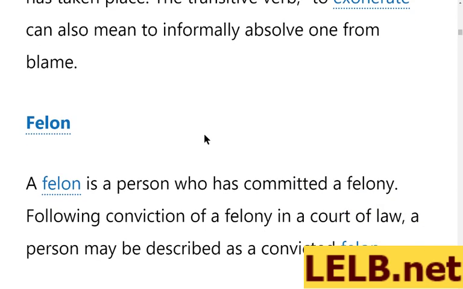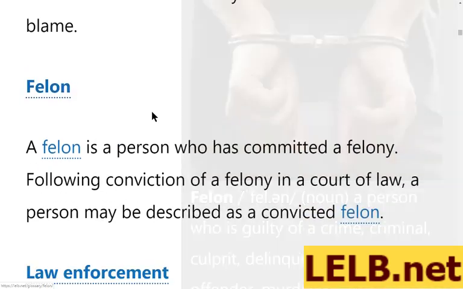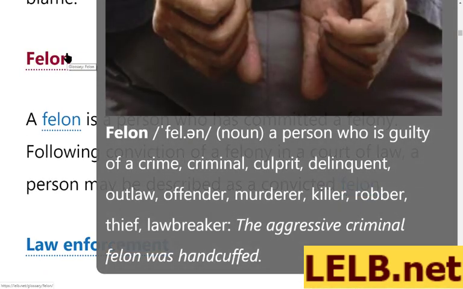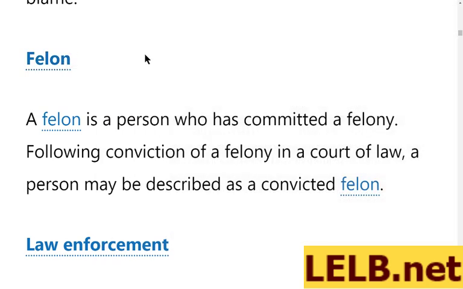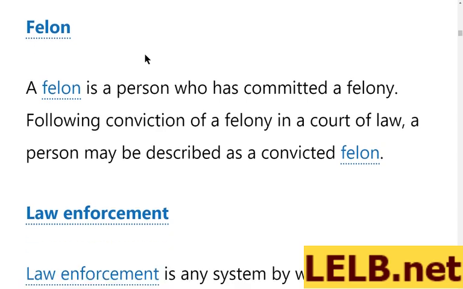The next word is felon. Felon means a person who is guilty of a crime, criminal, culprit, delinquent, outlaw, offender, murderer, etc. A felon is a person who has committed a felony following conviction of a felony in a court of law. A person may be described as a convicted felon.